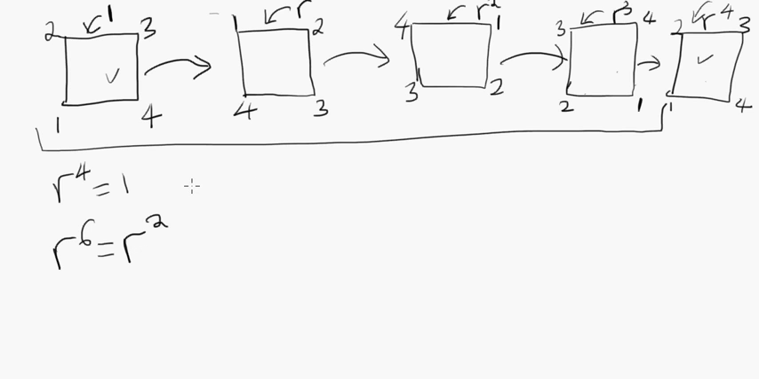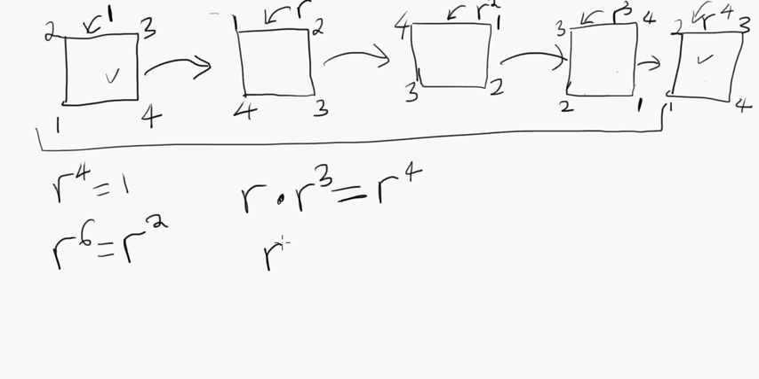Notice something interesting about this. If we take any elements of our set, say R and R cubed, 1 rotation and 3 rotations. Well, R times R cubed, we could think of this multiplication as meaning you rotate from the initial position 3 times and then you rotate once. So kind of like rotating 4 times. So R times R cubed gives me R to the 4.